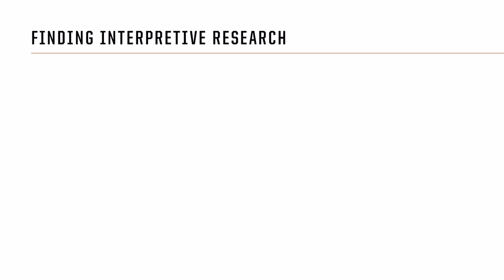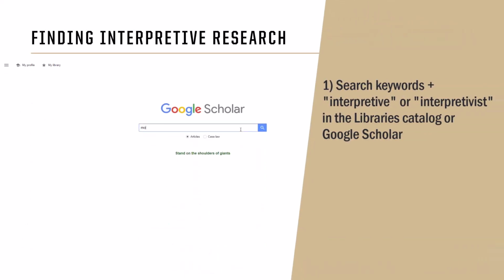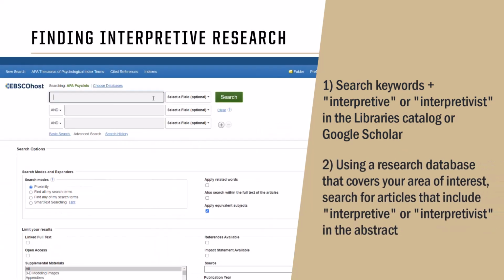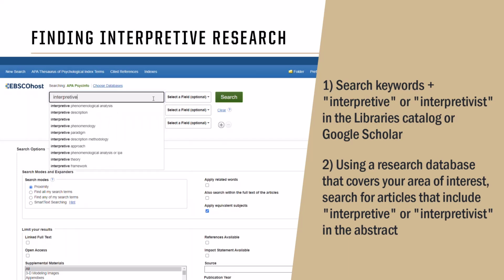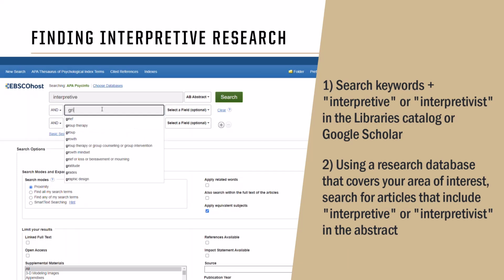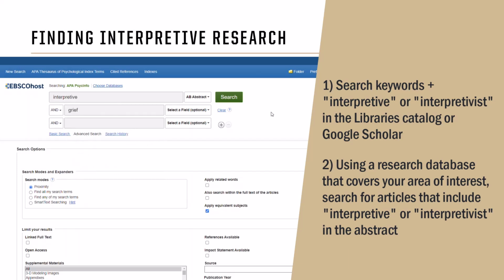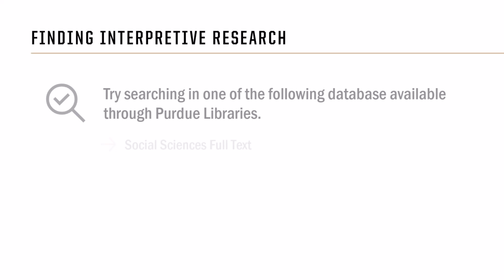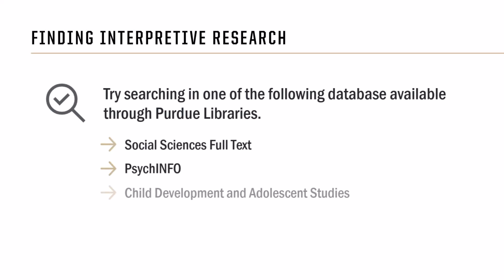So how do you find interpretive research articles relevant to your area of interest? One approach is to search in Google Scholar or the library's main search engine for interpretive or interpretivist, plus keywords related to your area of interest. However, searching in a research database that covers your area of interest and specifying that the words interpretivist or interpretive must appear in an article's abstract should get you better results. For this research approach, databases geared towards social sciences disciplines may be your best bet. Try Social Sciences Full Text, PsycInfo, or Child Development and Adolescent Studies.